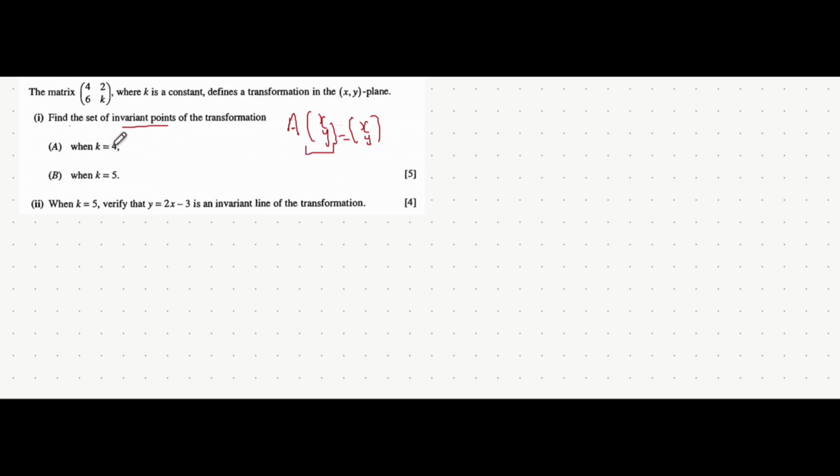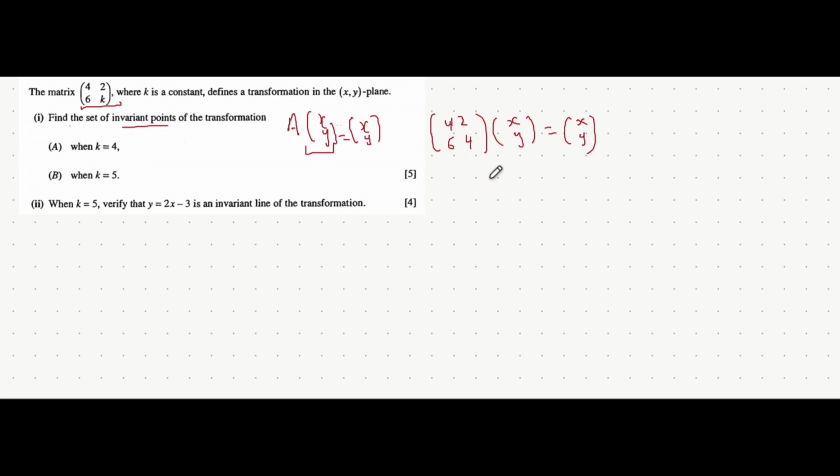Here we're going to check that if k is equal to 4 and you multiply it by a set of coordinates x, y, will those coordinates stay mapped to x, y? That's what we're going to check here. So let's start by replacing k with 4. The matrix becomes 4, 2, 6, and 4. And then we're going to multiply that by a set of points, and check if that maps to a set of invariant points.